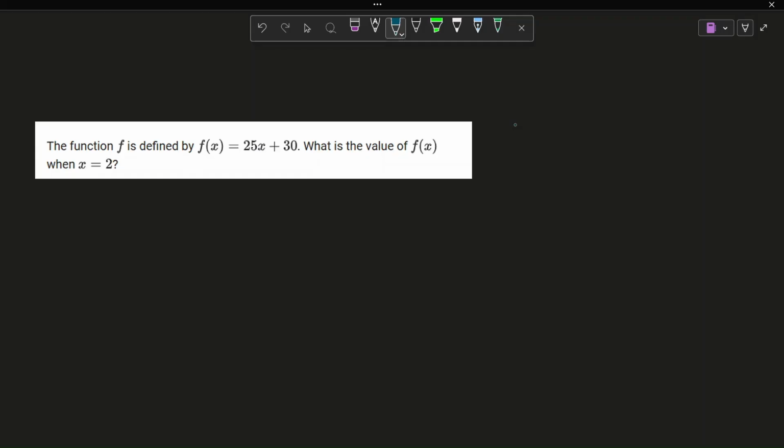And all you really have to do when you're given the x value and the function is plug in the x value you're given to the function wherever you see x. And in this function, the only place we see x is over here in 25x. So all we have to do is plug in 2 wherever we see x. So 25 times 2 plus 30 is going to equal f of 2, which gives us 80. And that's essentially the first question.